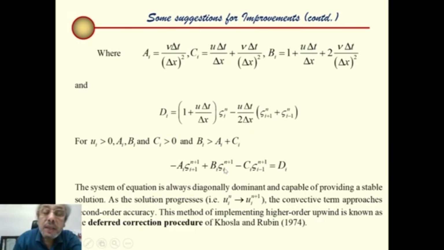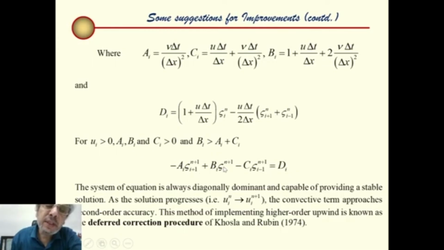So zeta at the ith point at the n plus 1 time level is not known, but it is expressed in terms of zeta at the location of its eastern neighbor and at the location of its western neighbor. Right hand side is d_i, and since these are either property values or velocity or the variable value zeta at the previous time level, at the nth level, everything is known in d_i.